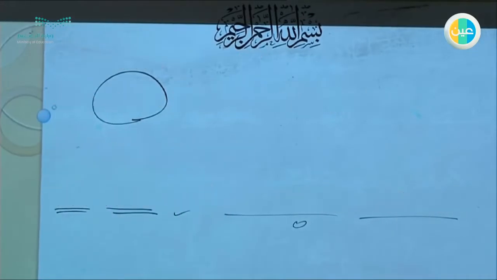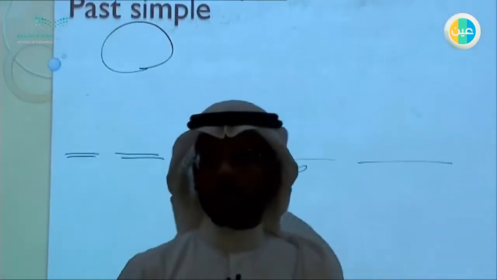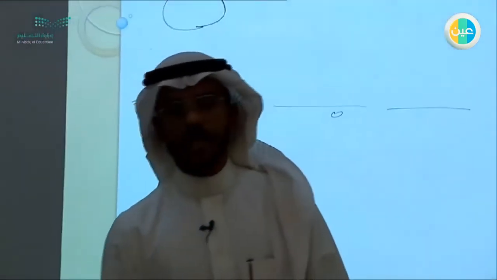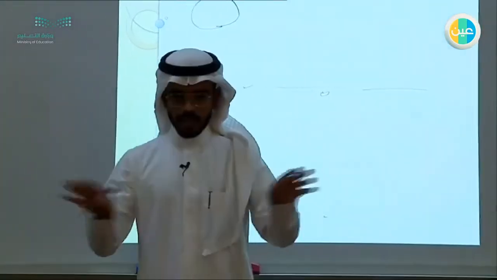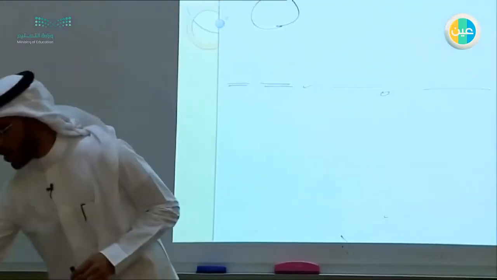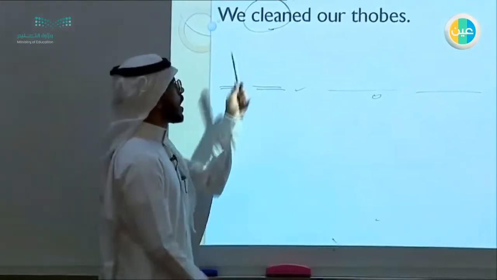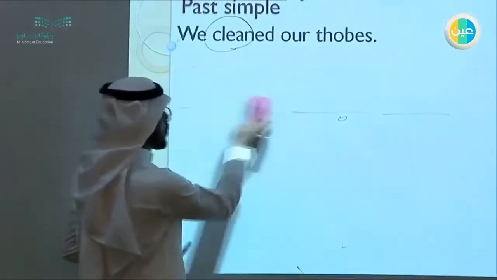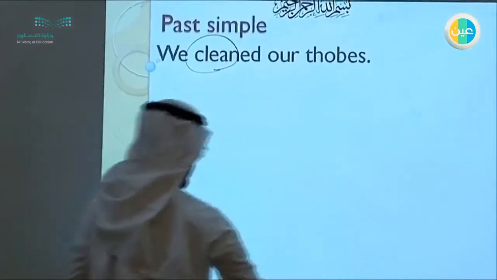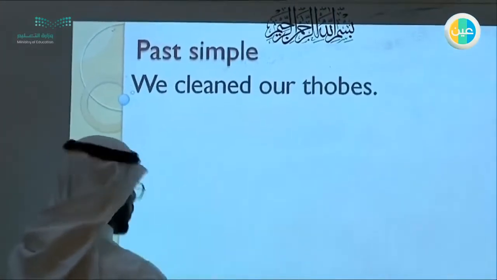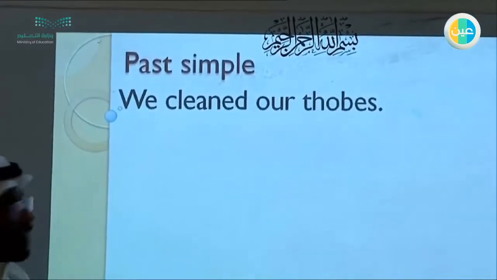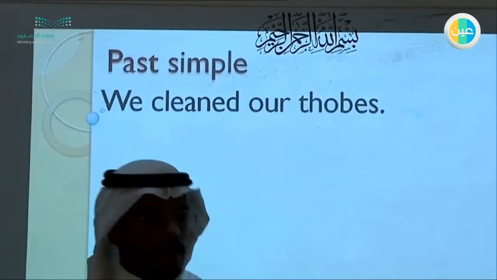Let's move to past simple. As you know, past simple is an easy one. We use past simple when something happened in the past and is completely finished. So let's take the sentence: we cleaned our thobes yesterday or last week. We cleaned. Now this is the verb, cleaned, our thobes the object. This is the subject. هذا هو الفاعل والفعل والمفعول.